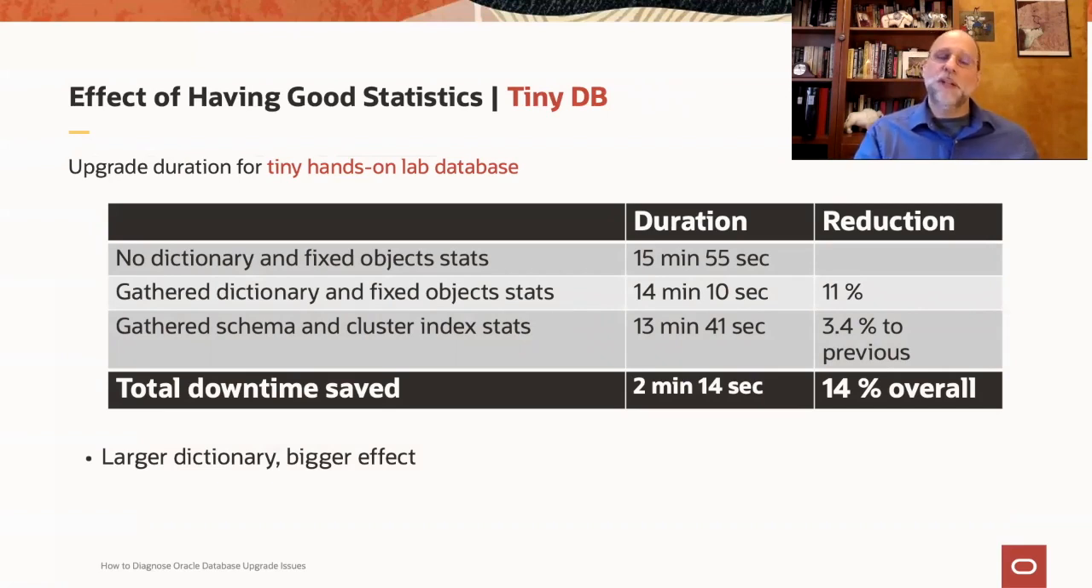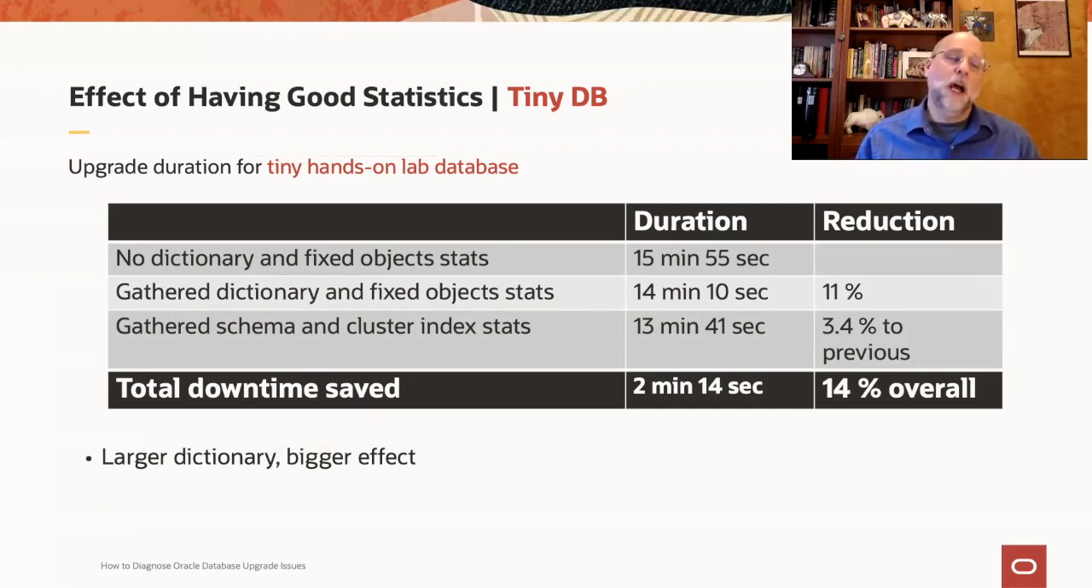And 14% may not seem like a lot when I've got a very fast database upgrade of, say, 16 minutes. But if you've got a database that would normally take an hour to upgrade because it's got a complicated dictionary, think about what 14% of that hour is. Now you're dealing with about 10 minutes less downtime, which could be very important in some situations.